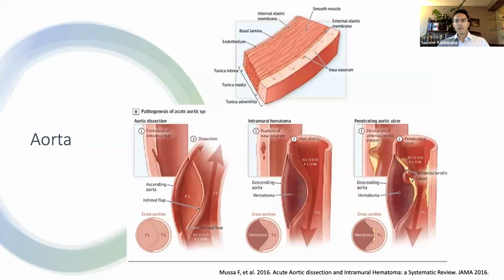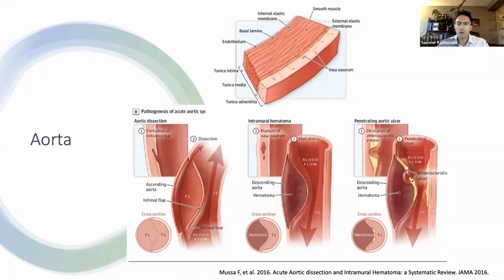So when we're looking at the aorta, there's multiple types of acute aortic injury with distinct radiographic and sonographic appearances. An aortic dissection is the most well-known and commonly described type of acute aortic syndrome, which is caused when there's an intimal tear with dissection between the intima and the media that creates an intimal flap with a false lumen and a true lumen.